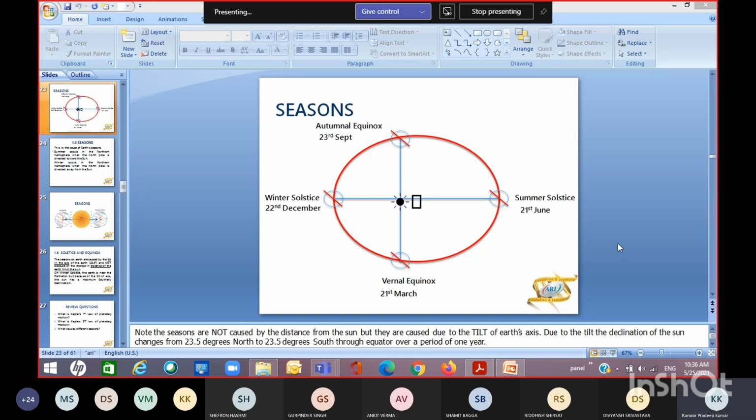So what is the percentage? If the distance is reducing by 3 million miles out of 90 million miles, what is the percentage? 3 divided by 90. Percentage is only 3%. So if the distance is reducing by 3.5%, will it cause so much change of temperature from 45 degrees Celsius to 5 degrees Celsius? It will not cause, no? So the distance is not what is causing the change of season, it is the tilt.